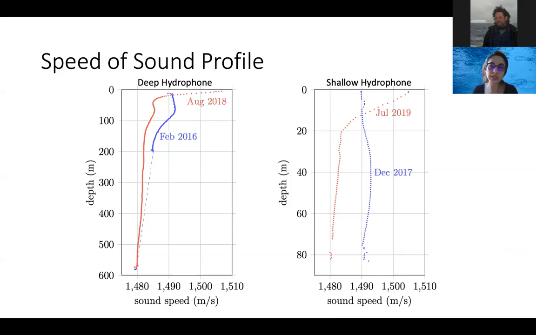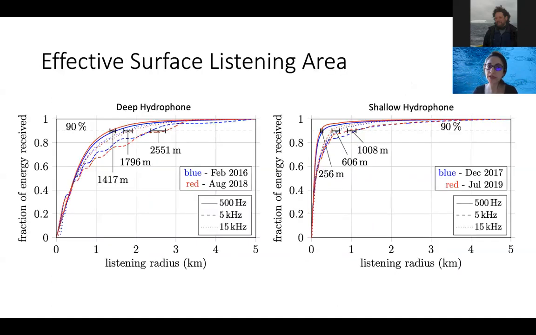Because we want to understand the propagation. We need to simulate the propagation of noise on the surface and what we receive on the seafloor, because we want to know what the effective surface listening area is. Now you have a hydrophone, it has a listening area. It can listen to the signals that happen in a circle around the hydrophone. What is the radius of that circle?